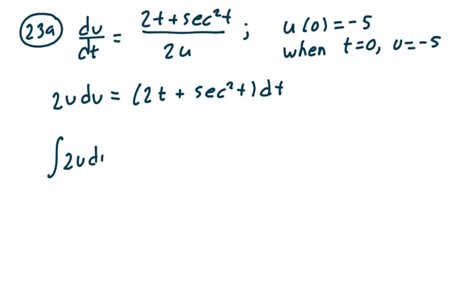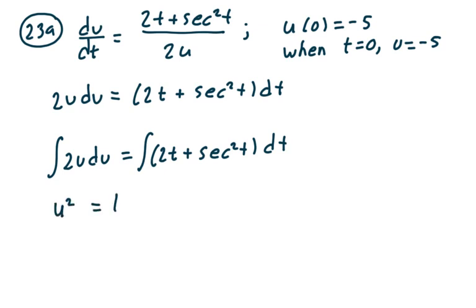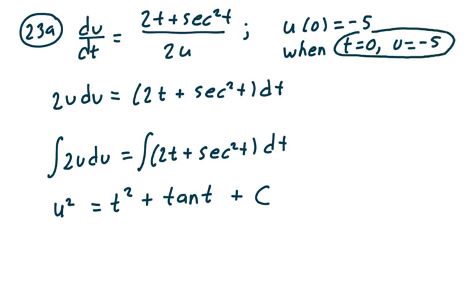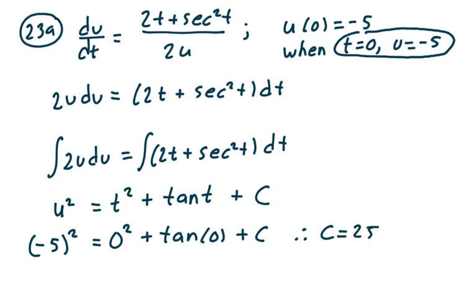If I integrate both sides, the integral of 2u du is the integral of 2t plus secant squared t dt. So u squared is t squared plus tangent t plus c. Now, I'm going to plug in my information so that I can solve for c. So, -5 squared equals 0 squared plus tangent of 0 plus c. But what this tells me is that c is 25.